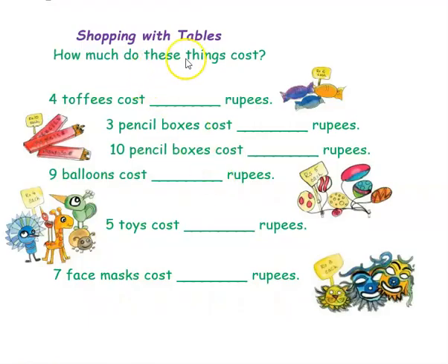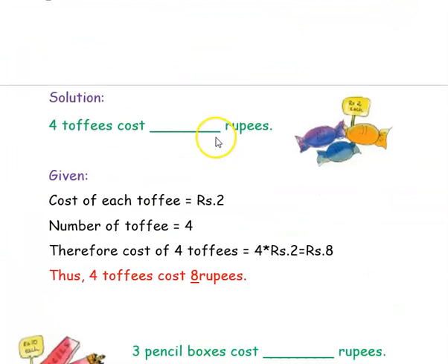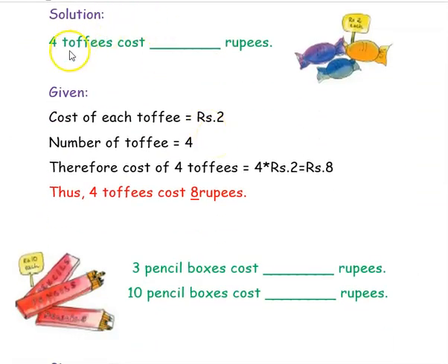Next example is shopping with tables. How much do these things cost? So now a few questions are given. Let's go one by one. The first question is, 4 toffees cost dash rupees. It's given the cost of each toffee is rupees 2. So 1 toffee costs rupees 2. Number of toffees is 4. So therefore the cost of 4 toffees is 4 into rupees 2, that is nothing but rupees 8. So thus the 4 toffees cost rupees 8.